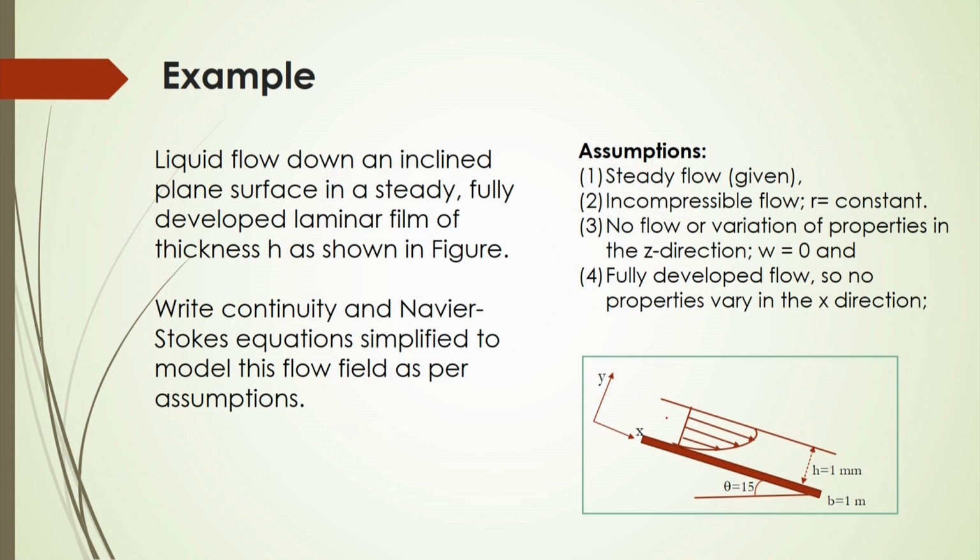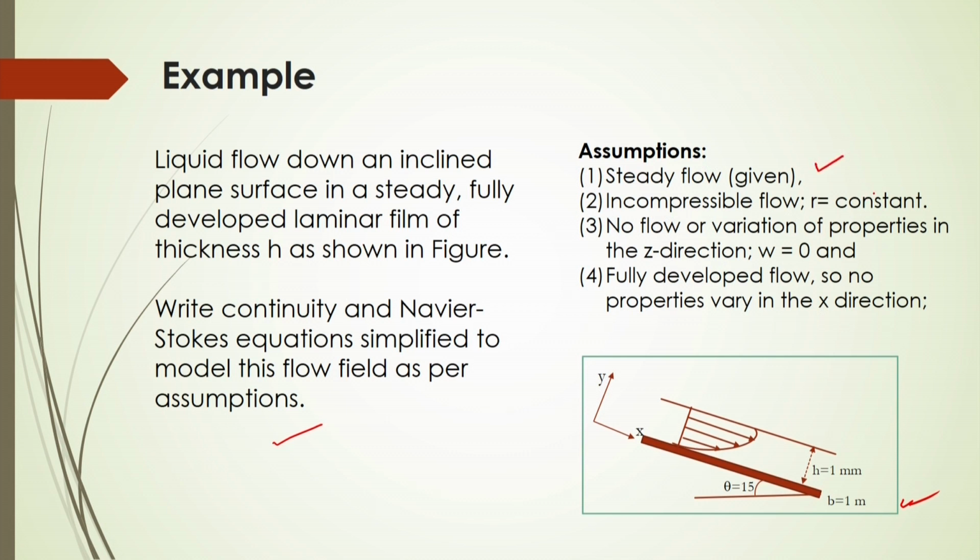And like one example, let us have an example: if any liquid flows downward through an inclined plane surface in a steady, fully developed laminar film of thickness h as shown in the figure here. In this case, can you write the continuity and Navier-Stokes equations simplified to model this flow field as per the assumptions here? What are the assumptions here?